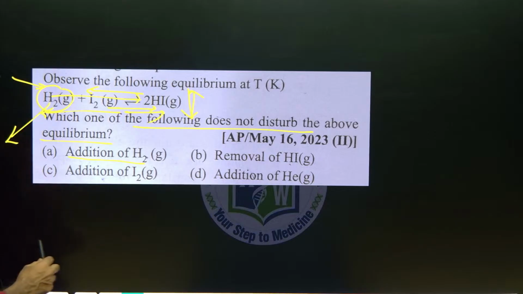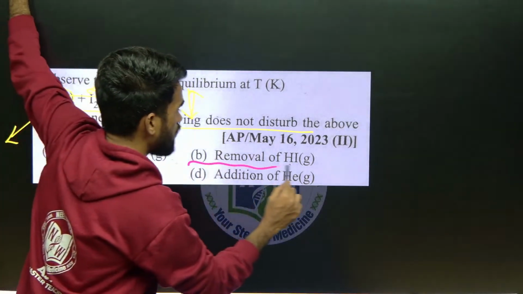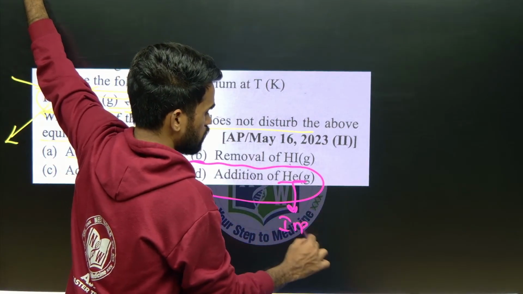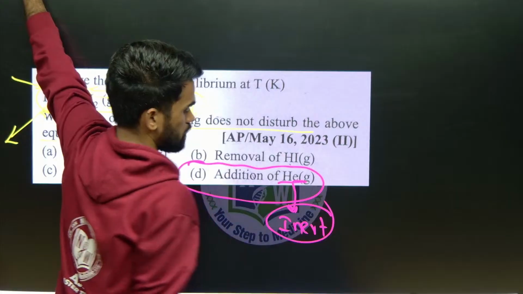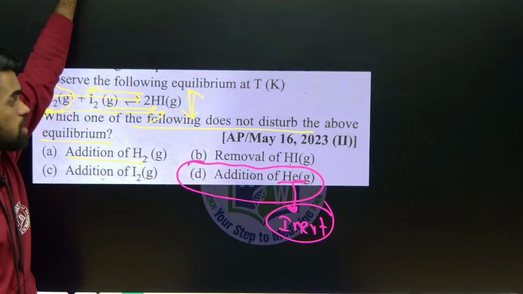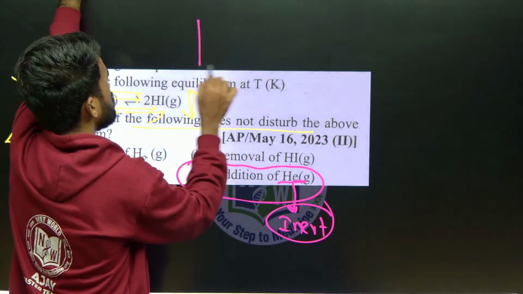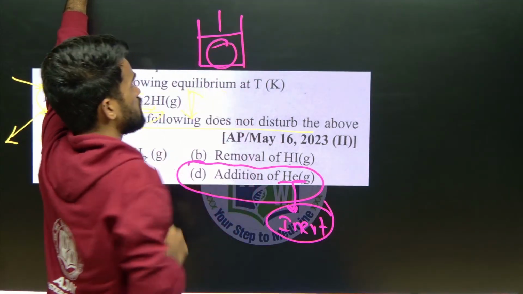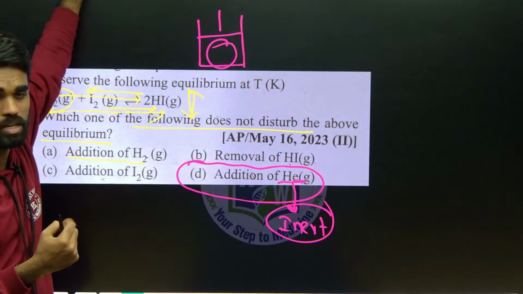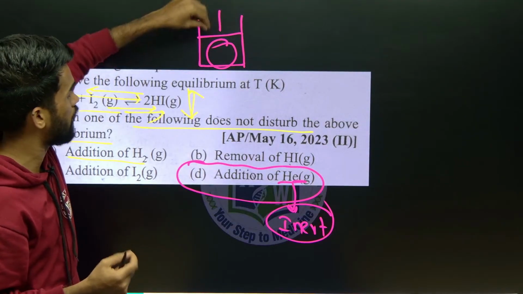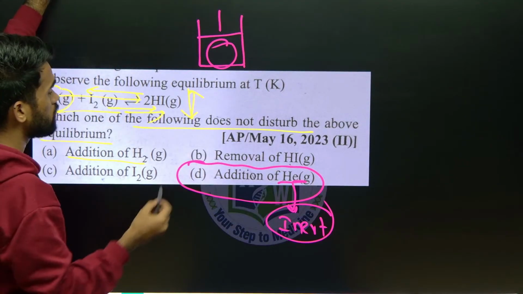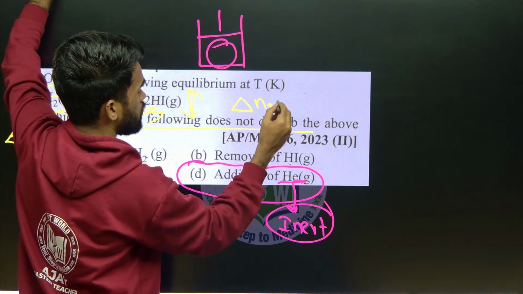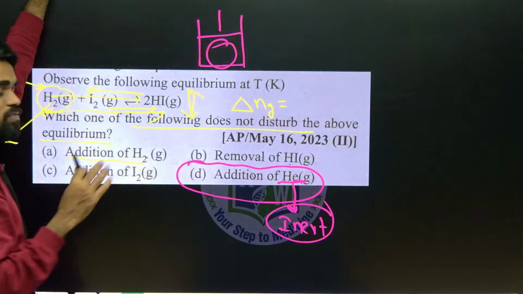So if you look at this fourth option, addition of helium gas. Helium gas is an inert gas, a noble gas, that won't participate in chemical reaction, but that changes the volume by expansion or compression. Right now it will expand this volume when we add. But I told you that if there is no change in number of gaseous products formed and reactants involved, then there is no effect of inert gas.